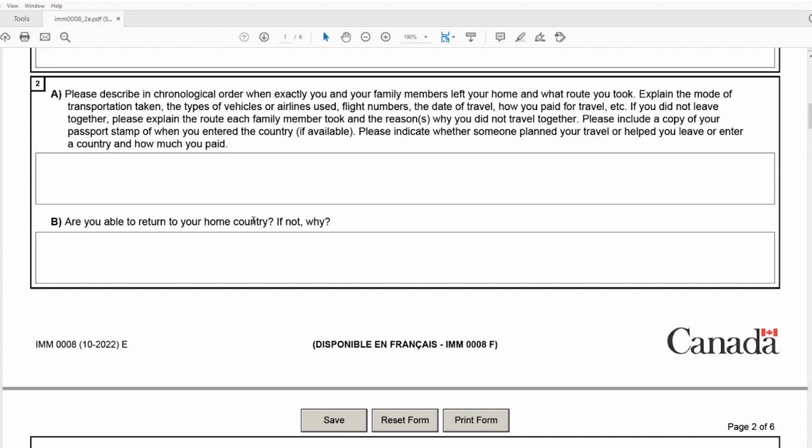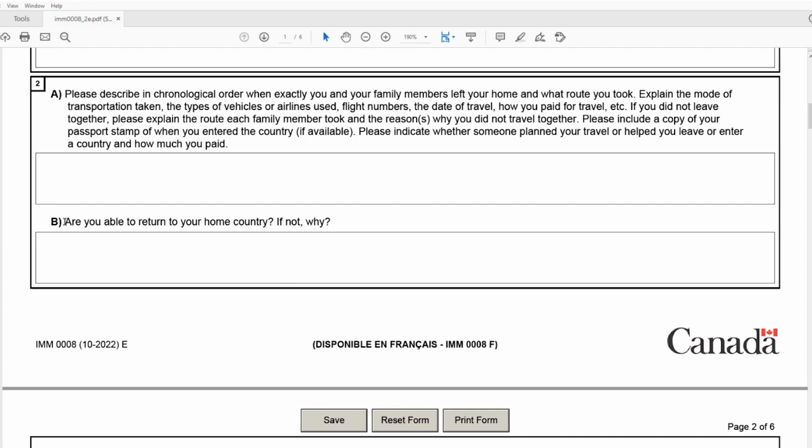In section B for question 2, you will need to explain whether or not you're able to return to your home country, and if you can't, why can you not return? In many cases, it's also helpful to explain that you have attached country condition reports to support the claim for the reasons of why you cannot return to your home country.